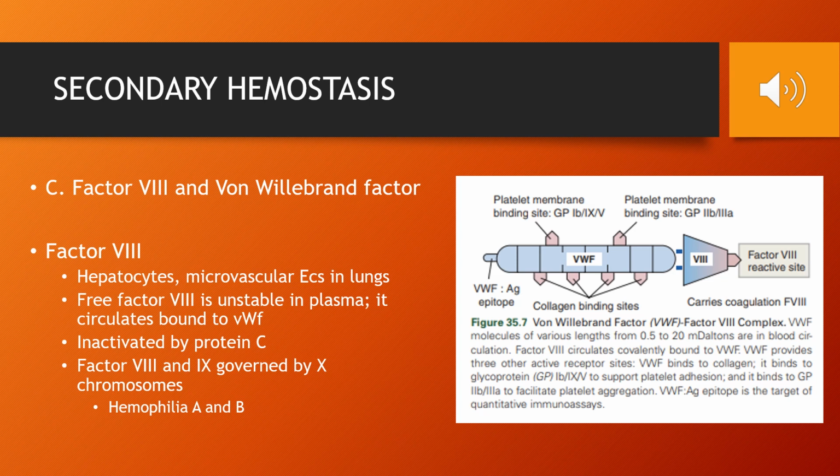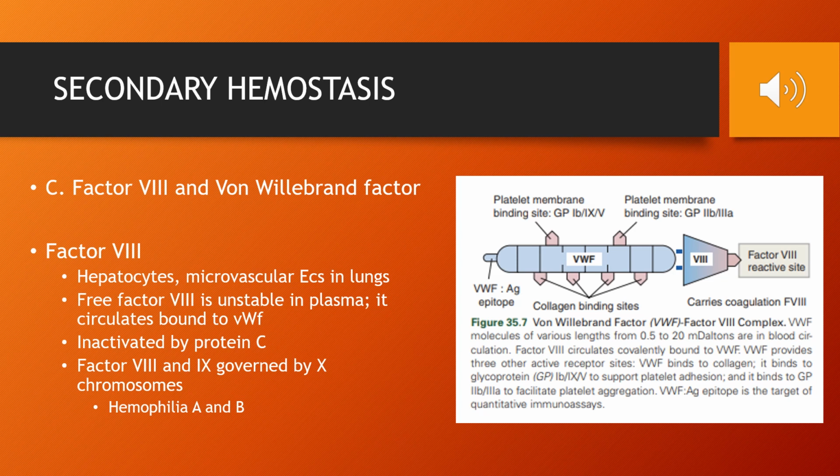So factor 8 and factor 9, these are two plasma procoagulants whose production is governed by genes that are carried on the X chromosome. So if you have a factor 8 deficiency, this is what we call hemophilia A. Factor 9 deficiency, what we call hemophilia B. So these are sex-linked disorders that occur almost exclusively in males.